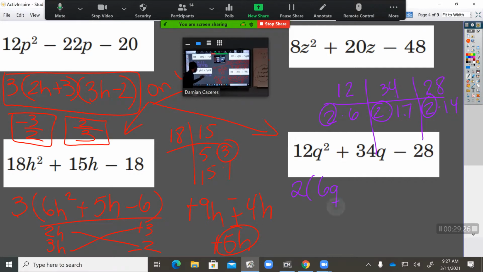So 6q to the second plus 17q minus 14. Now we can cross multiply and try to get positive 17. So 2q times 3q is how I'm going to break down 6q to the second power. Remember, if that doesn't work out at the end, I still have to try 6 and 1. Now, 14 negative would be negative 7 times 2.